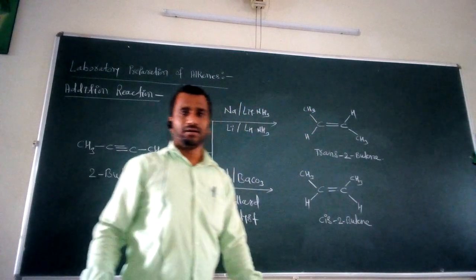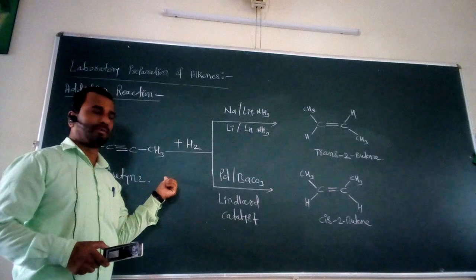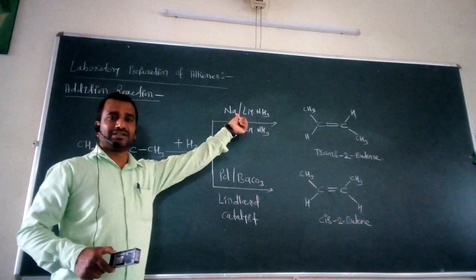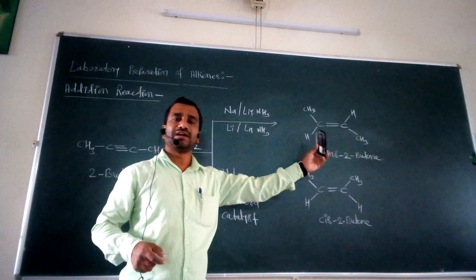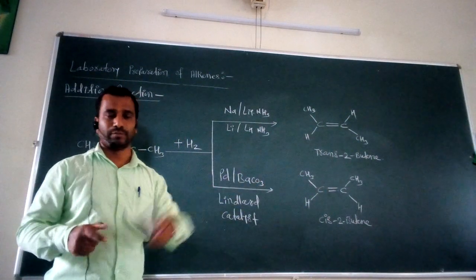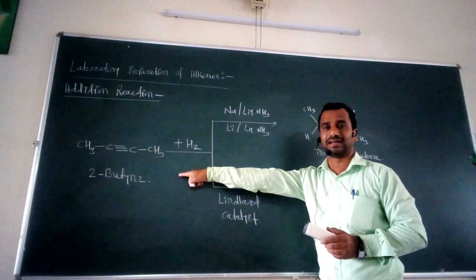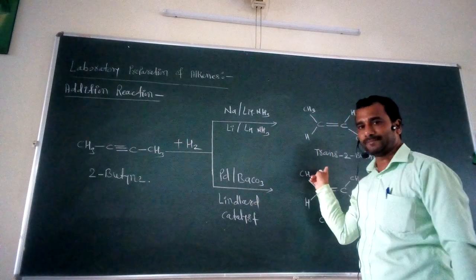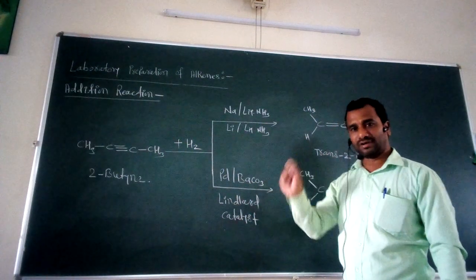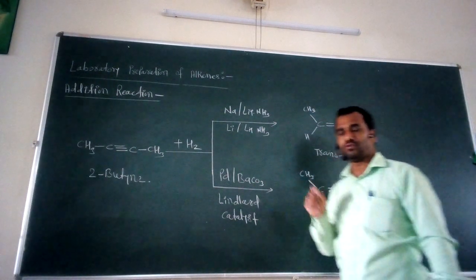So we can say that the reactant is the same, that is 2-butyne. But whenever this 2-butyne reacts with H2 in the presence of two different reagents, the first reagent is sodium in liquid ammonia, specifically you will get trans 2-butene, while in the presence of palladium and barium carbonate, you will get cis-2-butene. So this is an important reaction for the formation of alkenes from alkynes. A triple bond can be converted into a double bond by the addition of molecular hydrogen in the presence of suitable reagents. One gives specifically trans 2-butene, while the second gives specifically cis-2-butene.